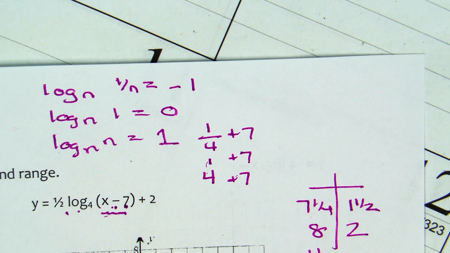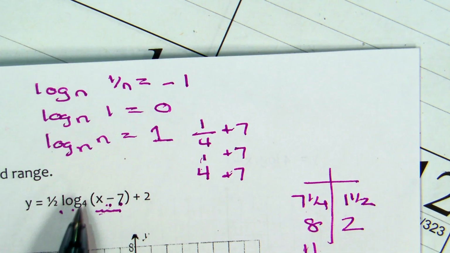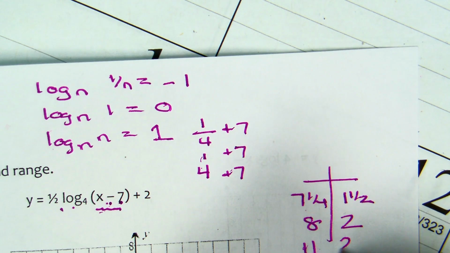Now, you can use the calculator, I'm fine with it, but picking these x's shows you understand that you can do it without a calculator. Does that make sense? Because these give us rational values, and everything else is kind of an irrational value and an estimate. If I plug in 11, 11 minus 7 is 4. Log base 4 of 4 is 1. Half of 1 is 1/2. Plus 2 is 2.5.